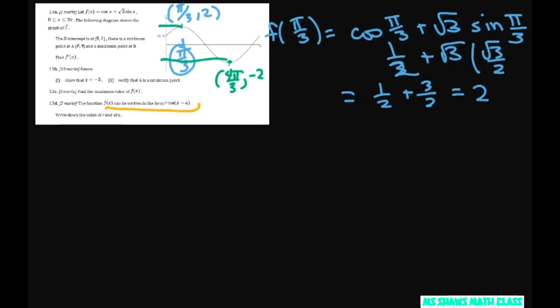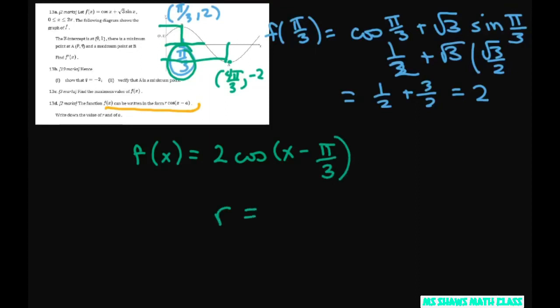Remember, r is your amplitude. So we're going to write f of x equals, your amplitude is 2, because you're going up 2 and down 2 from the center line. So that's just going to be 2 cosine of x minus, and we're shifting this graph by pi divided by 3. So it's pi divided by 3. So r equals 2 and a equals pi divided by 3. And that's it.